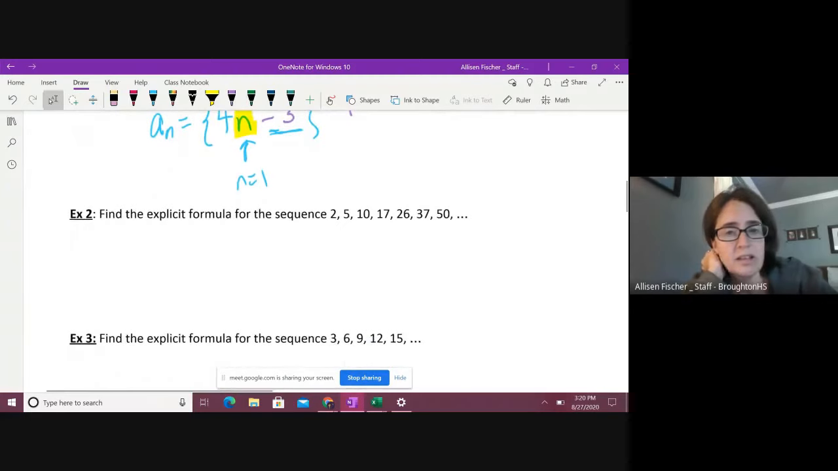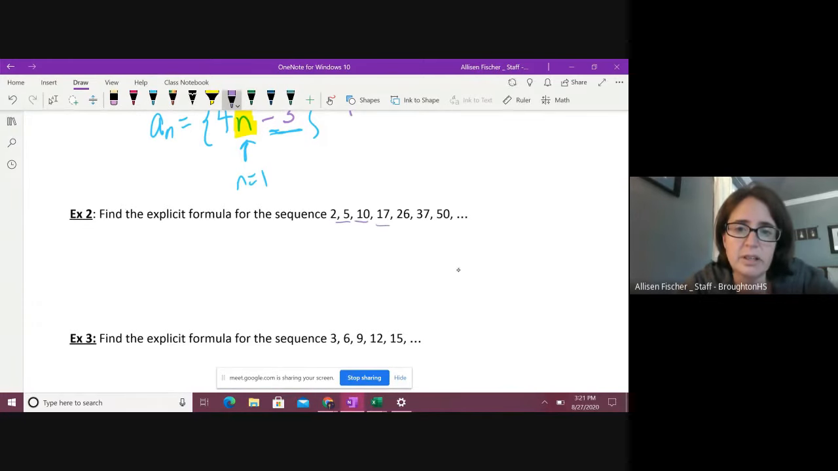Okay, so let's look at this next one. This next one's kind of tricky. So I wanted to show you a tricky one so you could see what different kinds of patterns are out there. We've got 2, 5, 10, 17, 26, 37, 50. So with this one, this isn't really like the first one. The first one was going up by the same number every time. With this one, it's not really doing that same kind of thing. This one is going up by different numbers every time. So this one, you have to kind of think outside the box.